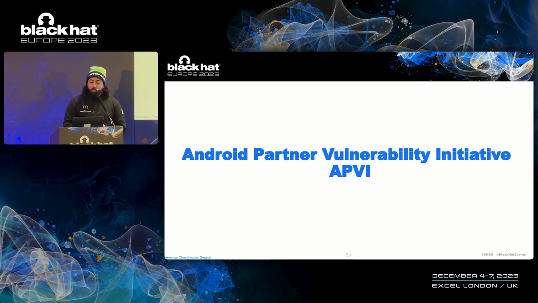So for those that aren't aware, the Android Partner Vulnerability Initiative has been around since about 2020, and it's the vehicle by which Googlers are able to do security research on third-party OEMs. We work with these key partners to address security vulnerabilities in their code base.